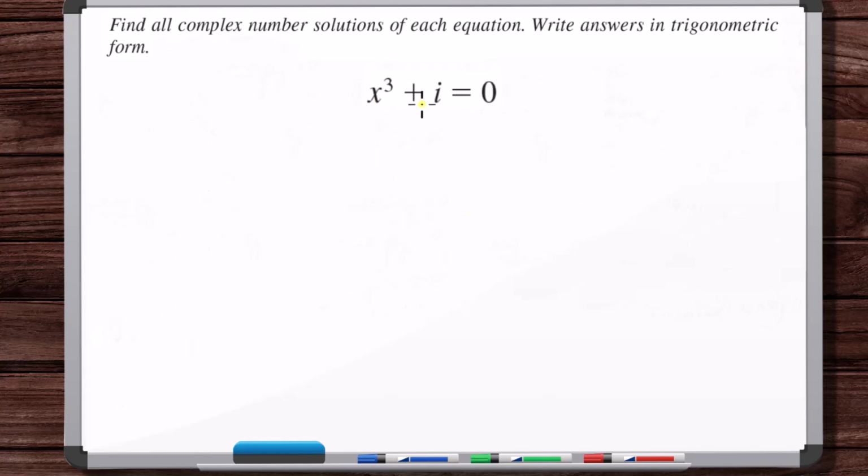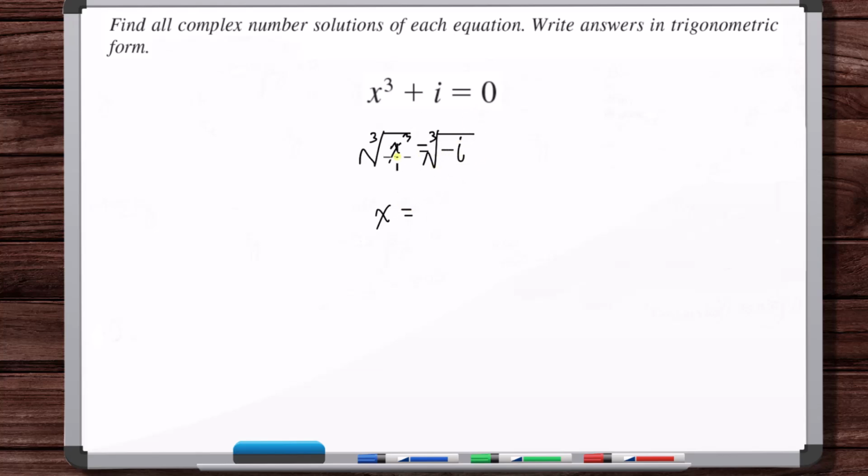Here's an equation. The equation itself contains an i, but this shouldn't scare us at all. We just treat i like it's any other number. So let's subtract i from both sides. Then take the cube root of both sides. And now we're not treating this like a principal cube root.